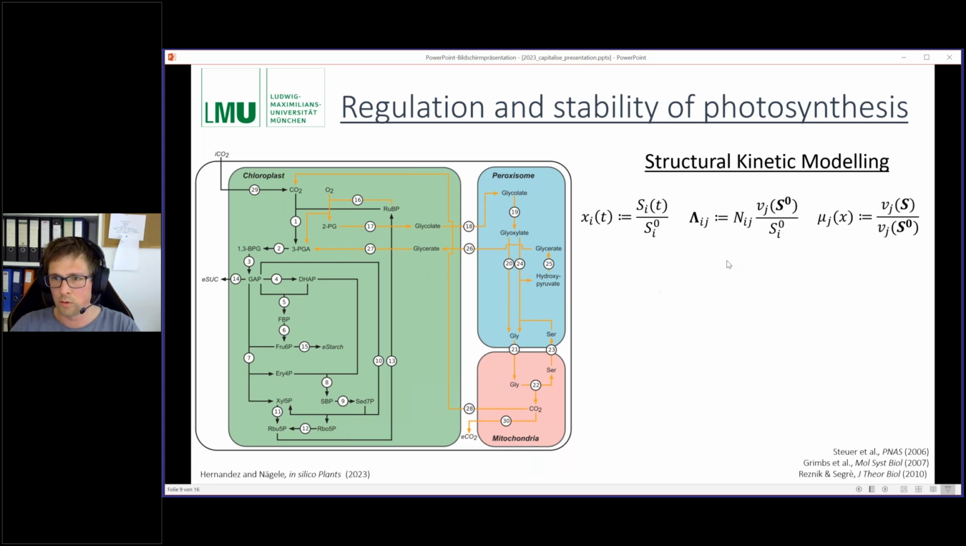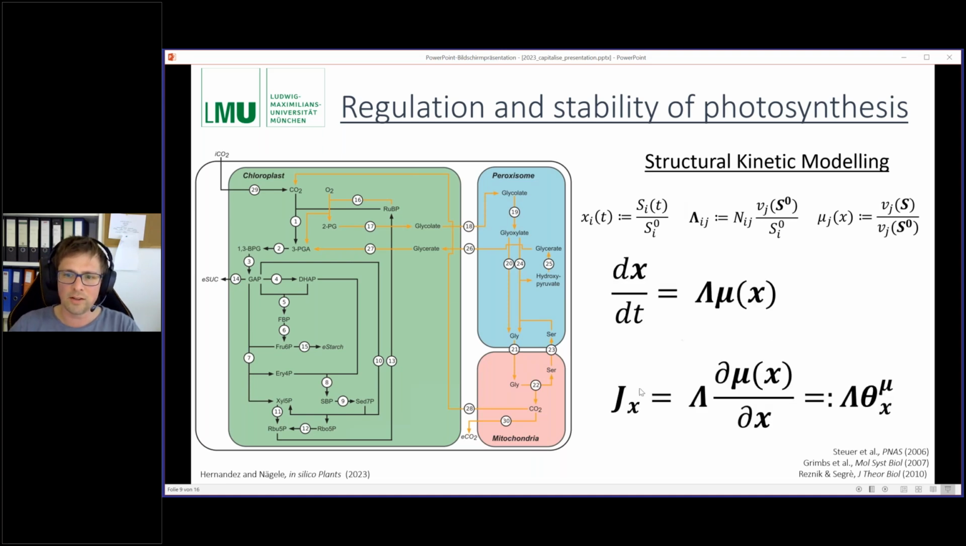Then we put all this into a so-called structural kinetic model, which allows us to estimate the Jacobian matrix. And this is key to this approach. So we apply a little trick here. We parameterize and normalize these approaches by a steady state value, which makes our life much easier. I won't go into too much detail here.